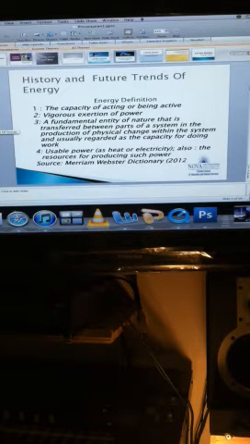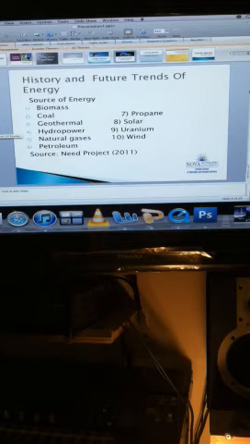Let's look at the definition of energy: the capacity of acting or being active, vigorous exertion of power; a fundamental entity of nature that is transferred between parts of a system in the production of physical change within the system, and usually regarded as a capacity for doing work. Now, usable power as heat or electricity, also the resources for producing such power. That's the one that we'll be looking at.